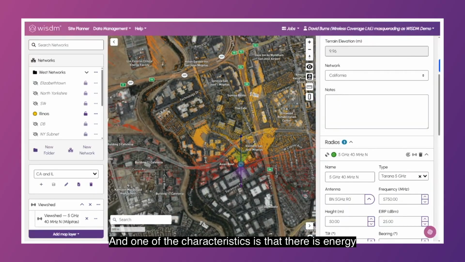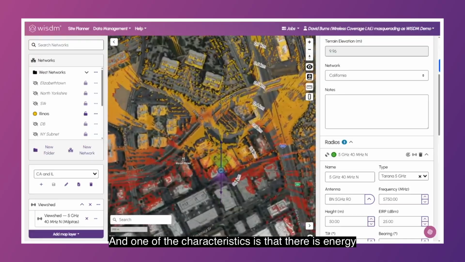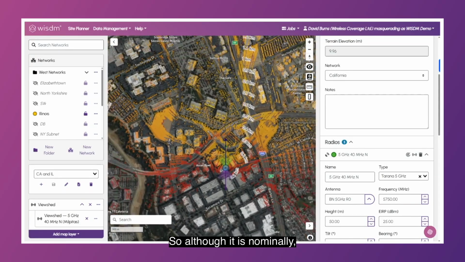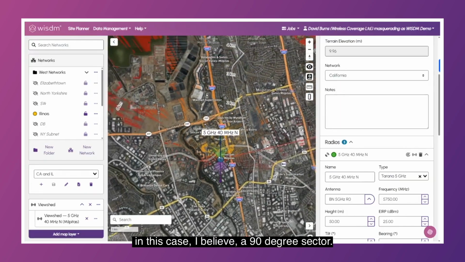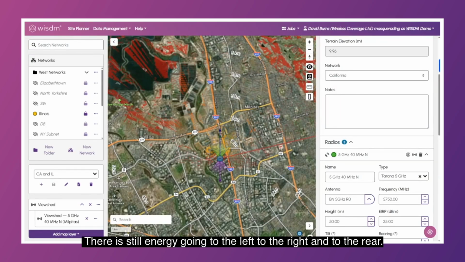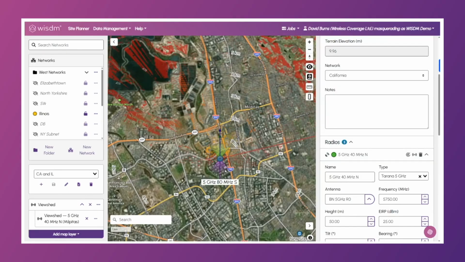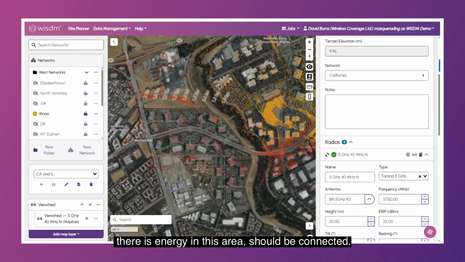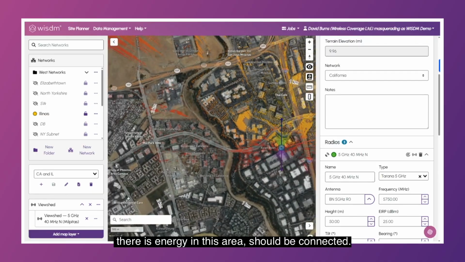And one of the characteristics is that there is energy outside of its primary lobe. So although it is nominally, in this case, I believe, a 90-degree sector, there is still energy going to the left, to the right, and to the rear. The problem with that is that it's very easy to do a coverage check and assume that every address is serviceable because there is energy in this area, so it should be connected.